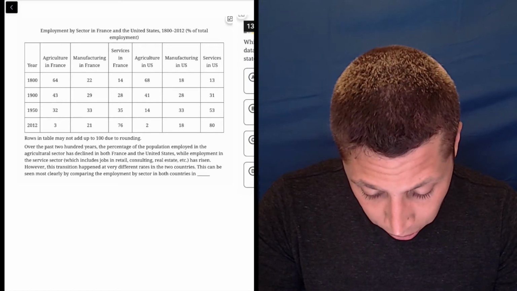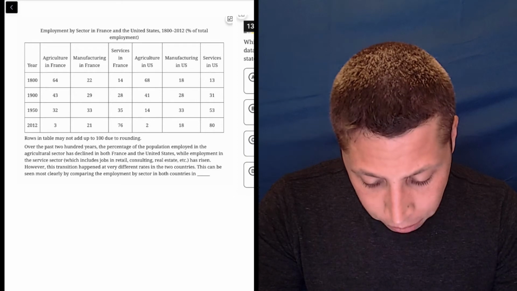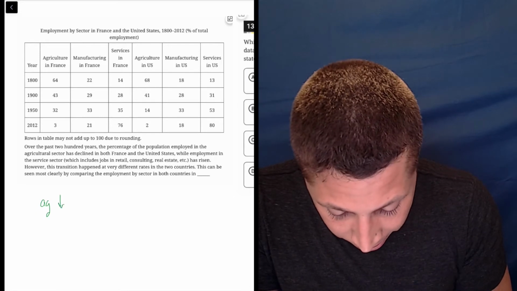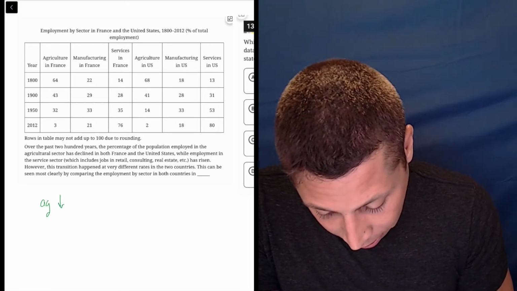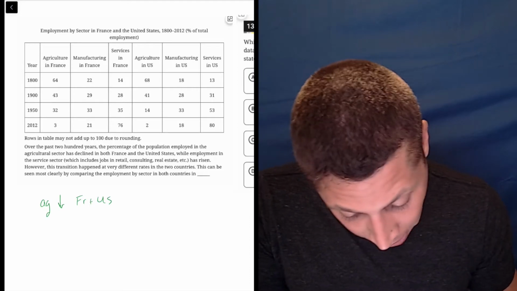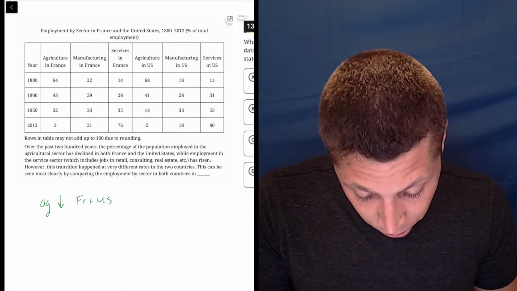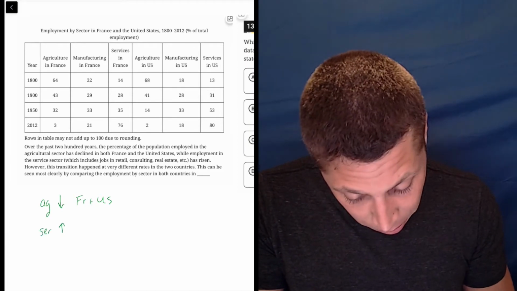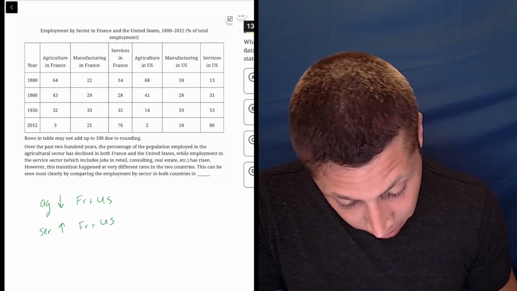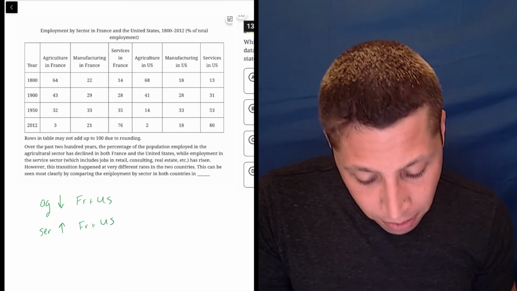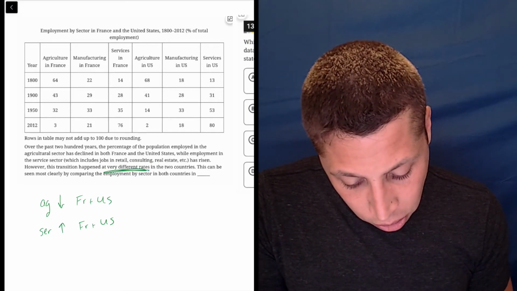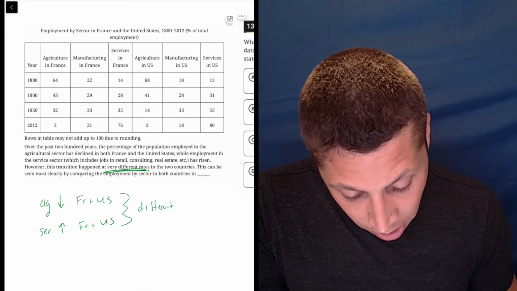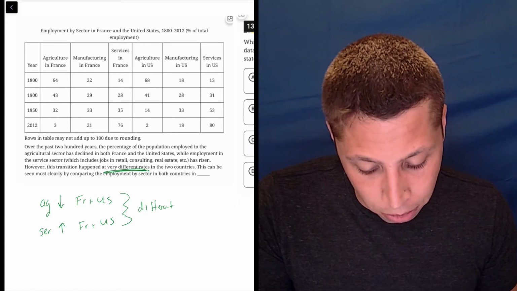Over the past 200 years, the percentage of the population employed in the agricultural sector has declined in both France and the United States. Well, okay, I can do that. Ag is declining in both France and the United States, so I could put that in France and US. While employment in the service sector, which includes jobs in retail, consulting, real estate, etc., has risen. So, okay, service is rising, and it seems to still be talking about France and the United States, so I'll put those both. However, this transition happened at very different rates in the two countries. So, different rates. Now, France and the US are different. This can be seen most clearly by comparing the employment by sector in both countries.